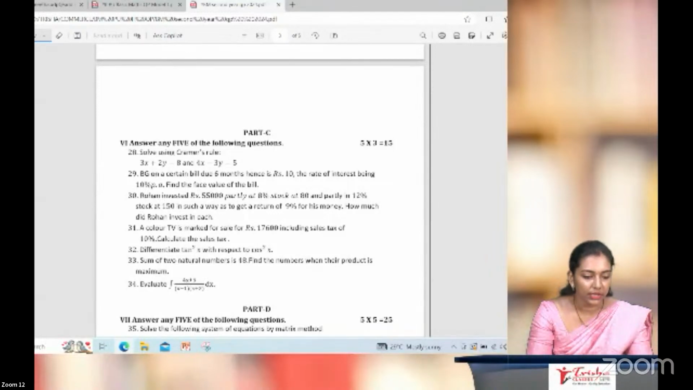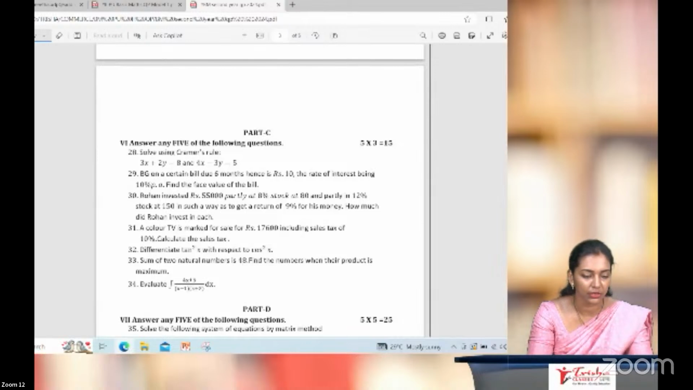Okay. Next is the 32nd, differentiation. You have different types there: implicit and partial, next logarithmic. Many different types are there, and in that one type will be asked. So you should be thorough with the concept of differentiation and its different types. Next, the 33rd question will be maxima and minima.